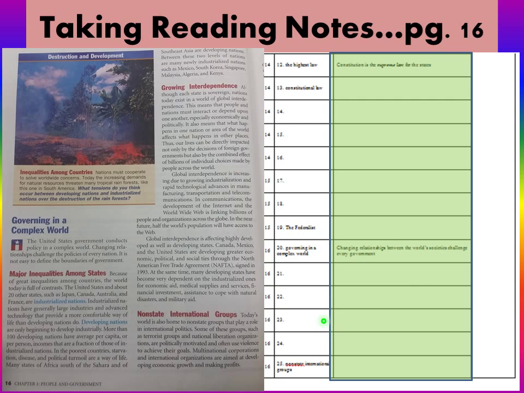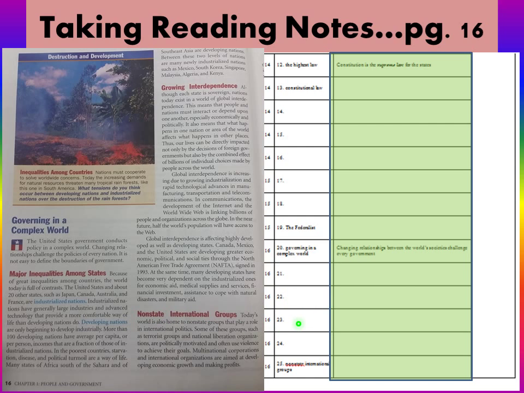Okay, number 22 and 23 we're going to knock out quickly. Number 22, you should have put industrialized nations. It's right here. Industrialized nations have generally large industries and advanced technology, and provide a more comfortable way of life. Just put that in your own words here for number 22, that sentence.